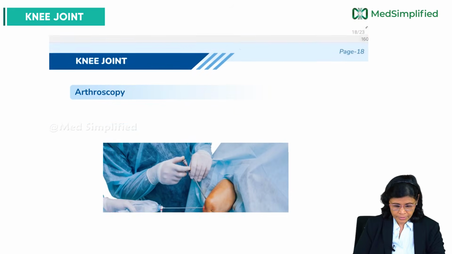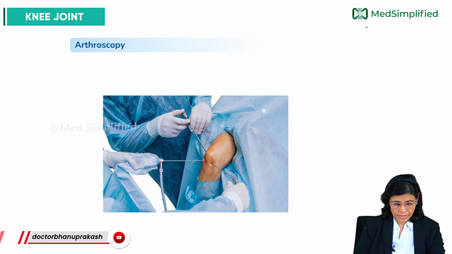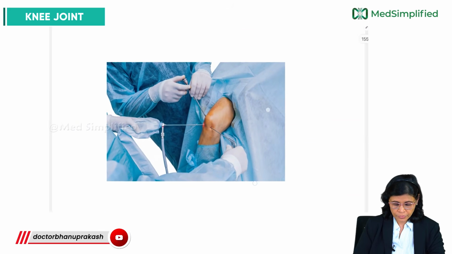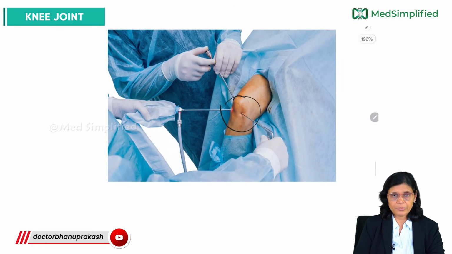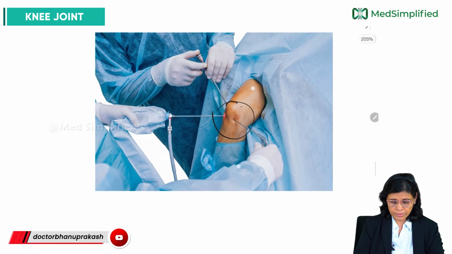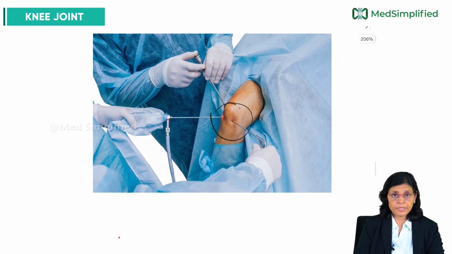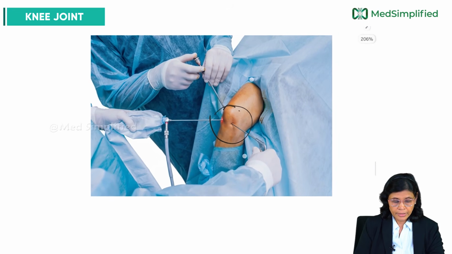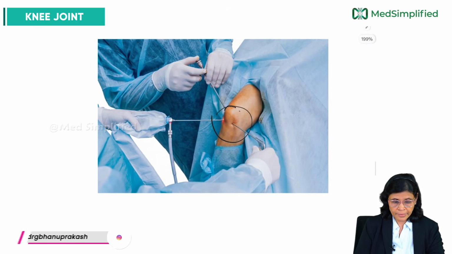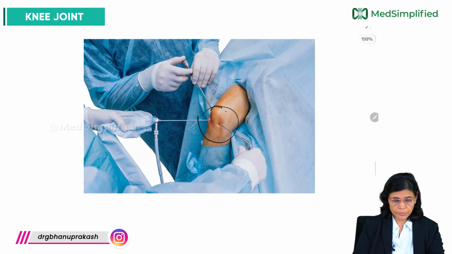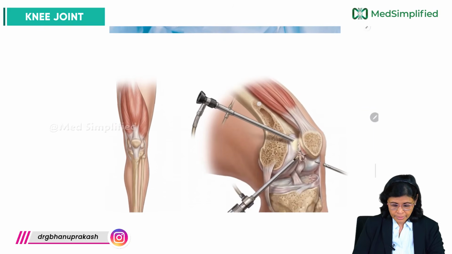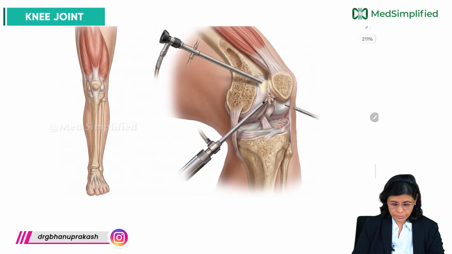Then we have arthroscopy. Arthroscopy is basically an endoscopic examination or visualization of the knee joint. There is minimal disruption of the tissues during this procedure. Sometimes even ligament repair or replacement is also performed during this procedure. So this is how it is viewed.